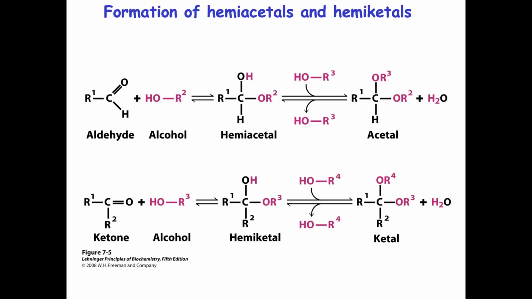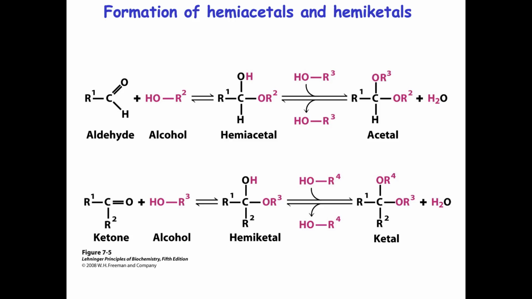So for simplicity, we represent structures of these 5 and 6 carbon sugars as straight forms. But in aqueous solutions, they're actually more often found as cyclic structures. And this formation of rings is basically the result of a general reaction that occurs between aldehydes or ketones and alcohols to form a number of derivatives.